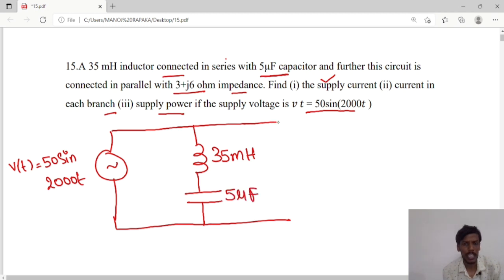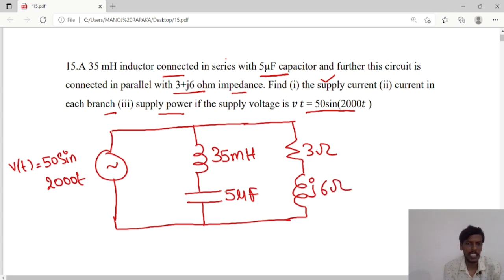It is connected in parallel with a resistance of 3 ohms, and the XL value he has also given as plus J6, so I am drawing it as an inductor. So this is J6 ohms. The 35 millihenry inductor is connected in series with the 5 microfarad capacitor, which is connected in parallel with the 3 plus J6 ohms impedance. I am naming this Z2 and the other branch Z1.